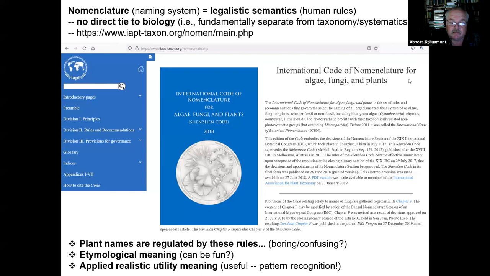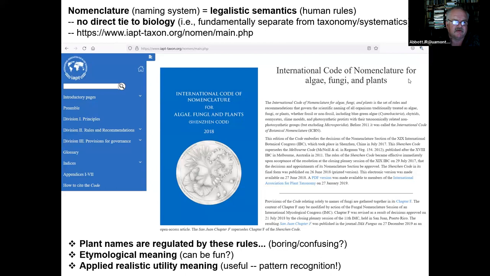But the names themselves can also have etymological meaning. Besides the legalistic definition of a name, there can be the etymological meaning behind it, and that can be kind of fun if you like languages. If you're at all intrigued by the words that you use and where they came from, etymology can be fun. And for me, my favorite part of what's in a name is the applied reality of it, right? These names can have meaning, they can be useful, they can be about recognizing patterns. We've talked about that in the past, and that's going to be a small amount of what we talk about here this evening as well. I'll just touch on that again briefly.